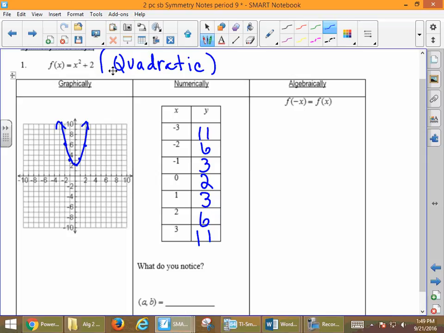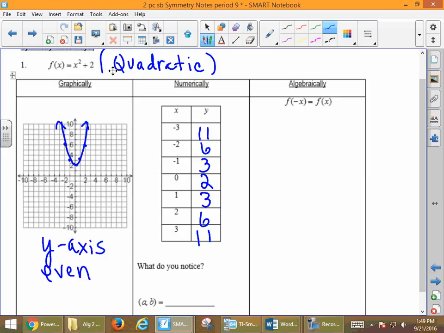And we want to identify the symmetry. So if we look here, do we have symmetry with respect to the x-axis? No. Do we have symmetry with respect to the y-axis? It looks like it. And when a graph is symmetric with respect to the y-axis, that means this kind of function is an even function.